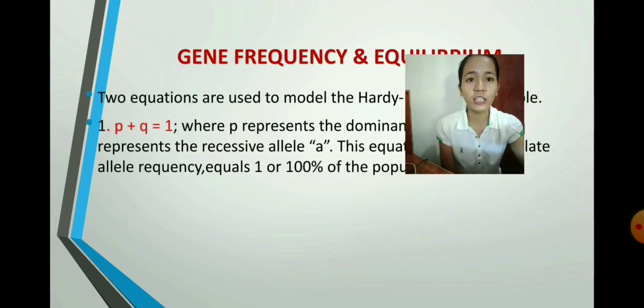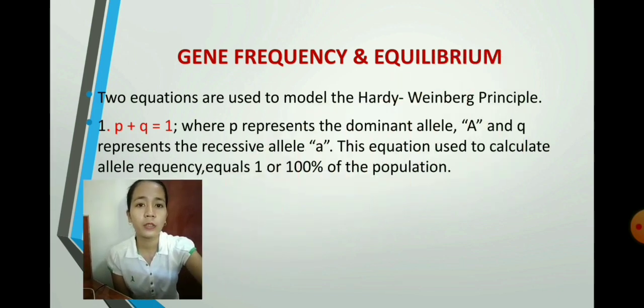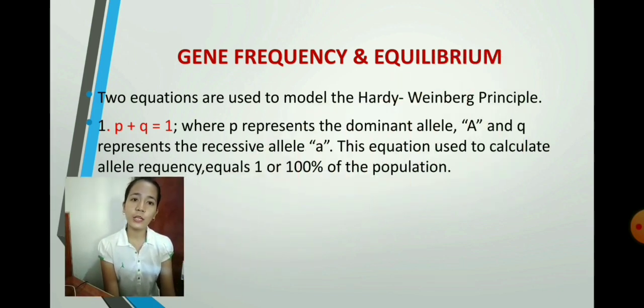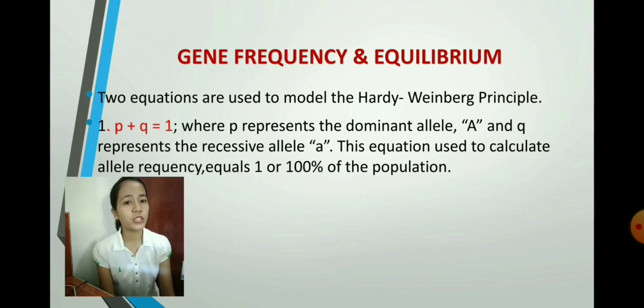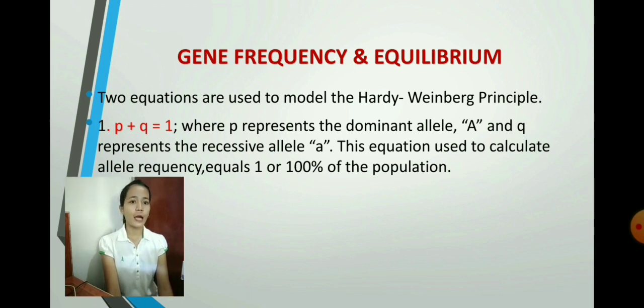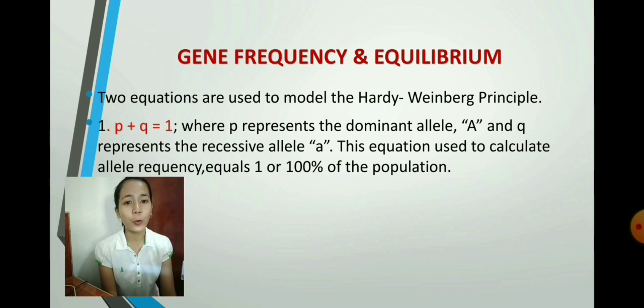So there are two equations in gene frequency and equilibrium. To come up with the idea of how gene frequency works, let us first study the formula p + q = 1, where p represents the dominant allele, the capital letter A, and q represents the recessive allele, the small letter a. This equation is used to calculate allele frequency, equal to 100% of the population. It doesn't mean that A is the only letter there. For example, you can use a small letter b, which makes it your recessive allele.